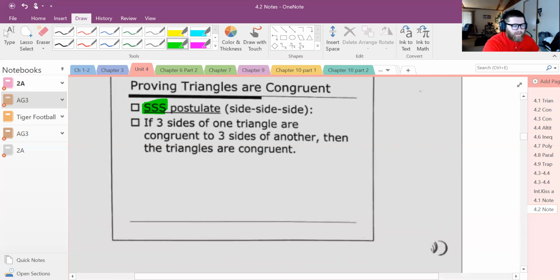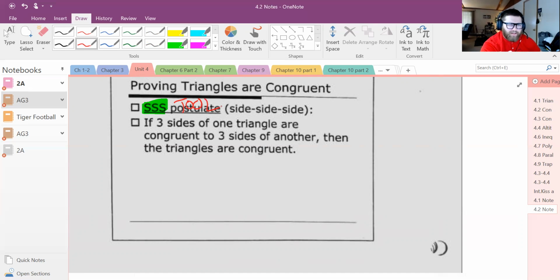This is called the side postulate. Postulate, what is that? Okay, postulate's a little bit different than theorem. Postulates are based on theorems. Okay, but here's what it is. It's just a tool. It's another tool that we use. Okay, what it says, if 3 sides of one triangle are congruent to 3 sides of another, then the triangles are congruent. Okay, so we only have to show that 3 things are congruent instead of the whole 6.